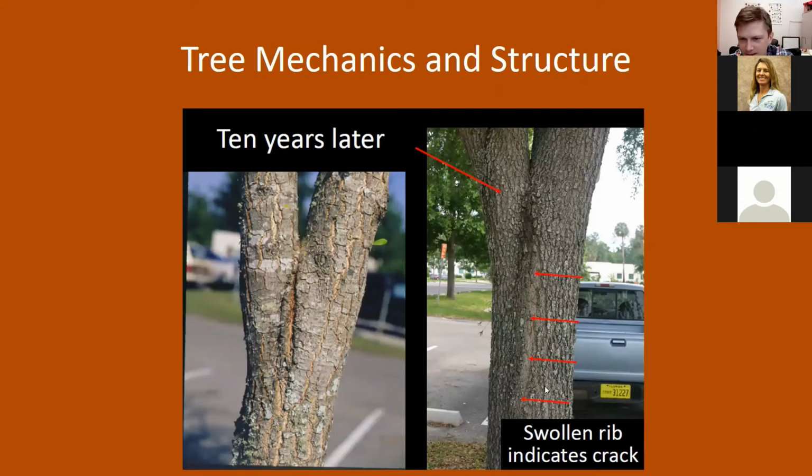And you can see here's an indication that this tree is actually under stress because there's a swollen rib underneath of it as well. So this tree is responding to the stress and trying to grow to deal with it to a certain extent. Not all trees can do this over time, and it's still not ideal.